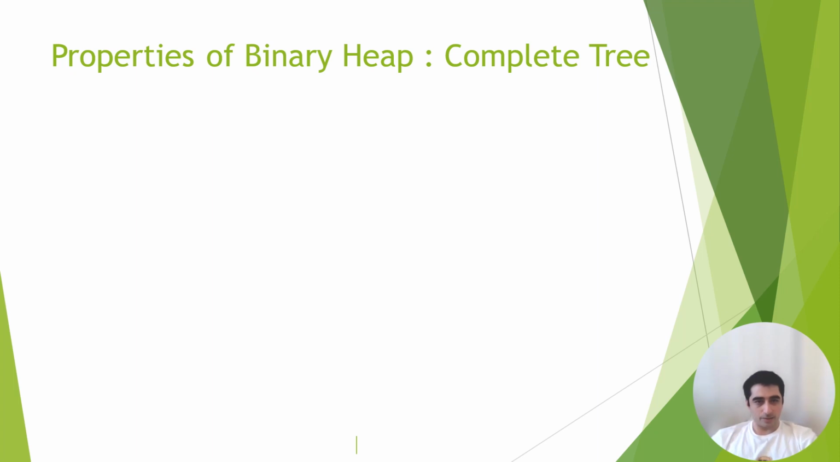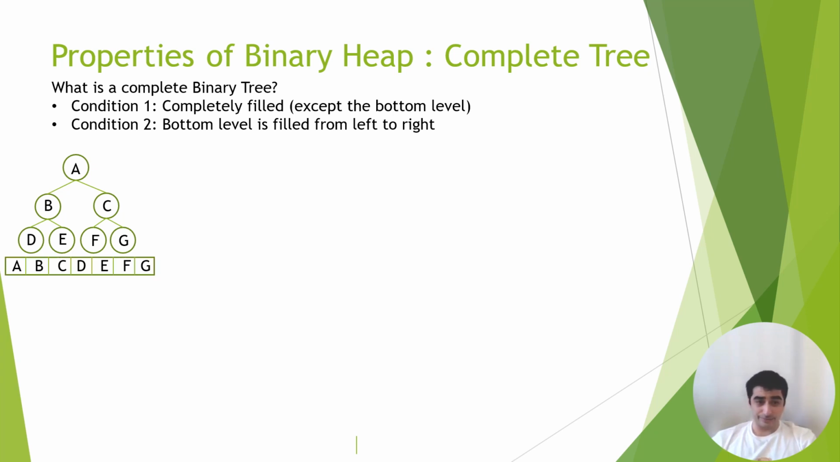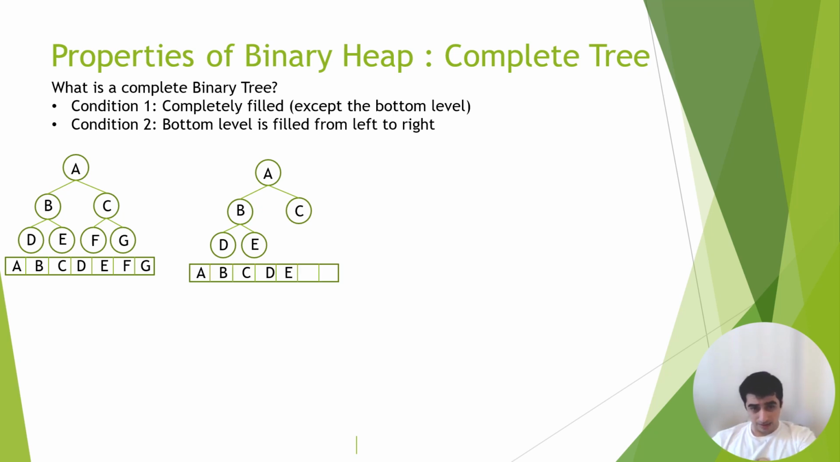Just to practice the property of the binary heap structure, which is a complete tree, let's see some examples. Is this a complete binary tree? The answer is yes, because all the tree levels are full, and you can store the elements in an array without any gap, right? A, B, C, D, E, F, G. Is this a complete tree? The answer is yes, because again, you can store all the elements in a linear array without any gap.